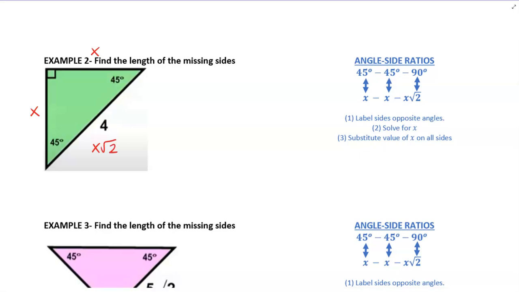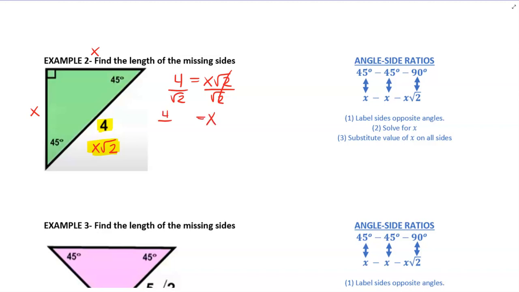Now you'll notice in this situation, we actually don't know what x is equal to. What I do know is that if I'm comparing this to the ratios that I do know, 4 is equal to x square root of 2. So if 4 is equal to x square root of 2, we can solve this for x, trying to help us find out what the x value is.